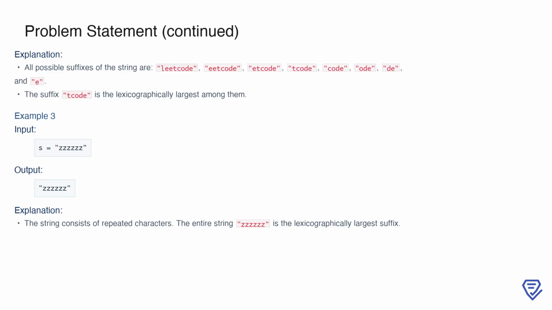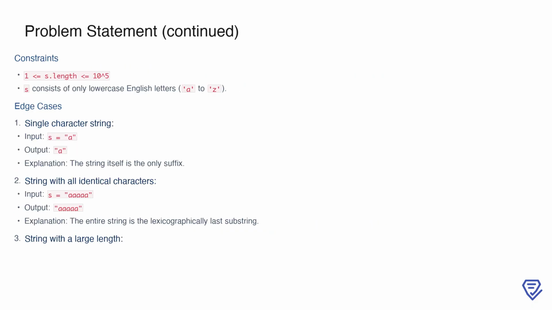Now, if we take a string consisting of repeated characters, such as S equals ZZZZZZ, the result is slightly different. In the case of S equals ZZZZZZ, since all characters are identical, the entire string ZZZZZZ is the lexicographically largest suffix. This is because no matter which suffix we select, it will contain the same sequence of Z characters, and the longest one will always be considered the largest.